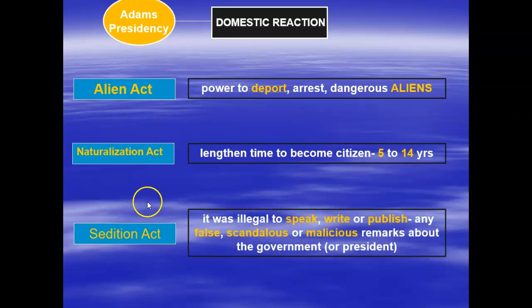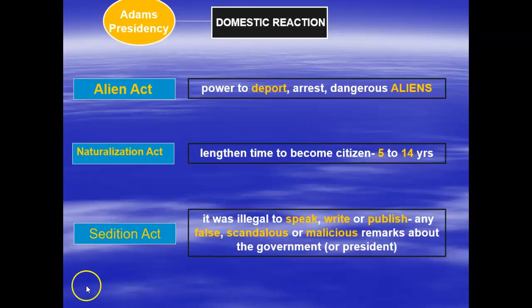And finally, this one, the Sedition Act. Sedition is a crime, even still today, of any active participation to bring down your government. So what happened was it was illegal for you to speak, write, or publish any false, scandalous, or malicious remarks about the president. So John Adams was a lot of things, but what he was not was very thick-skinned. And so he had his Congress pass a law, and then he signed it into law that made it a crime for you to basically speak out against them.